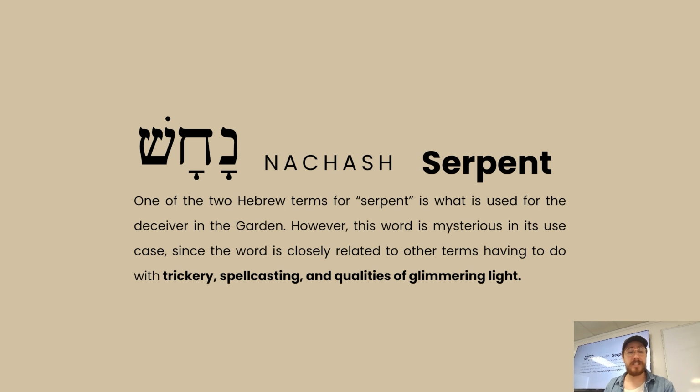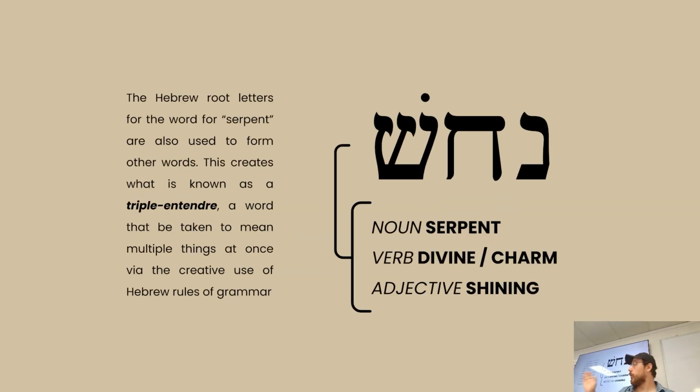However, this word is mysterious in its use case, since the word is closely related to other terms having to do with trickery, spell casting, and light, shimmering light. Okay, so let me demonstrate that for you a little bit. These letters form the root letters for three different Hebrew words: serpent, charm or divine, and shining or brazen. The idea here is that you can have a word that has multiple meanings depending on its context, right? And this is how these Hebrew letters show up in different contexts and form these different things.